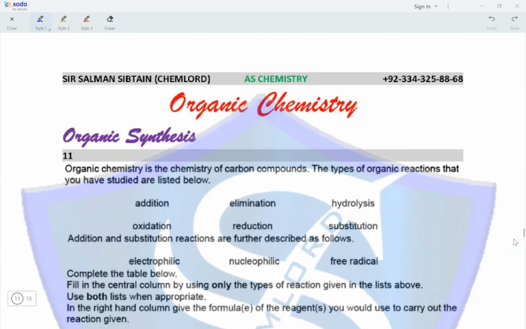Question 11. Organic chemistry is the chemistry of carbon compounds. Types of organic reaction that you have studied are listed below. Addition, elimination, hydrolysis, oxidation, reduction, substitution. Addition and substitution reactions are further described as follows: electrophilic, nucleophilic, and free radical. Complete the table below. Fill in the central column by using only the types of reaction given in the list above. Use both lists when appropriate. In the right hand column, give the formulae of the reagents you would use to carry out the reactions given.